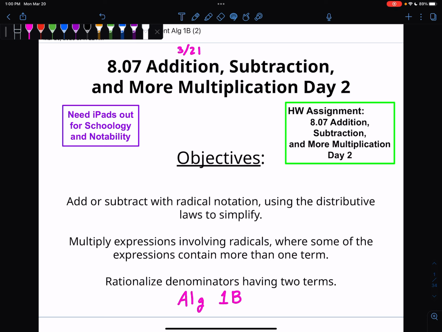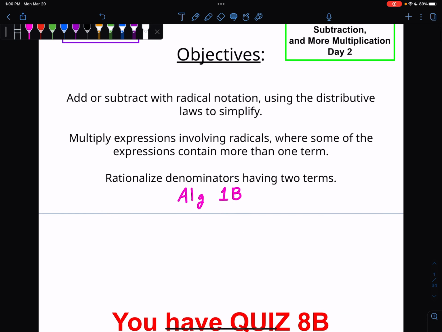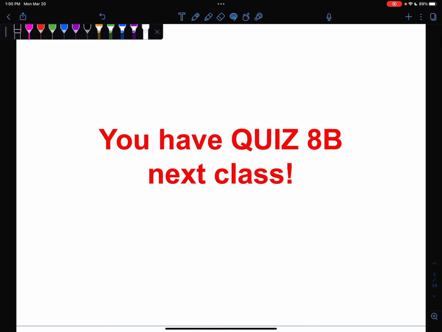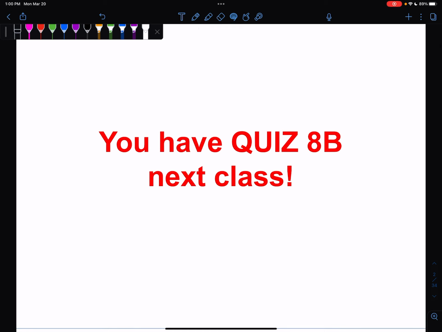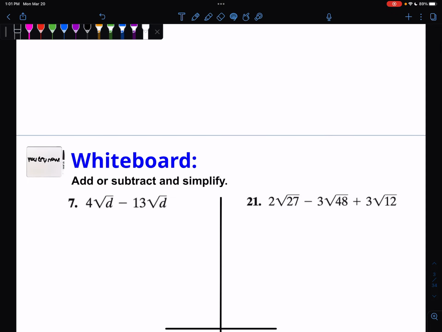That being said, we're going to do the first whiteboard practice. I want to send you a reminder. You have a quiz next class. You still have a quiz. Whether I'm sick or I'm back in person, you're still going to have a quiz. So this is to help you prepare. The assignment tonight will have a whole bunch of practice problems for you. There's plenty of problems in the book. You can do all of them. Practice, practice, practice. Okay, so here we go.